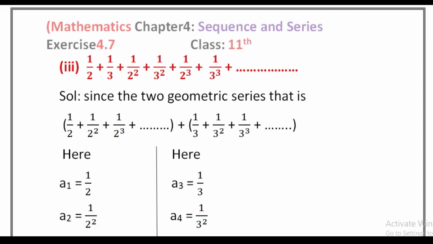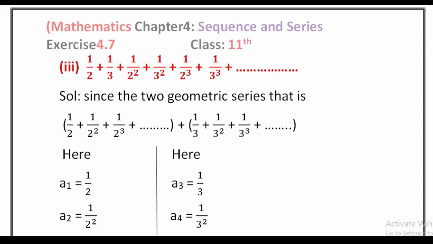Since there are two geometric series, that is first, 1 divided by 2 plus 1 divided by 2 square plus 1 divided by 2 cube plus up to so on, and second geometric series, that is 1 divided by 3 plus 1 divided by 3 square plus 1 divided by 3 cube plus up to so on.